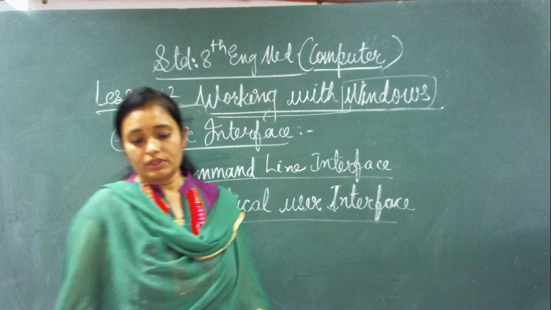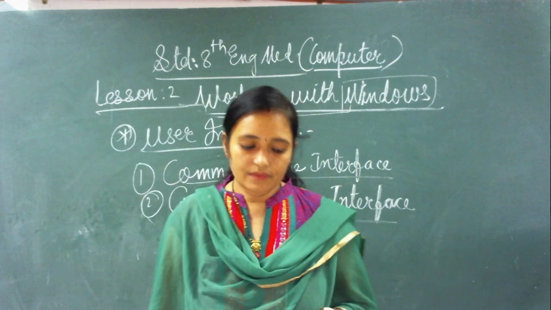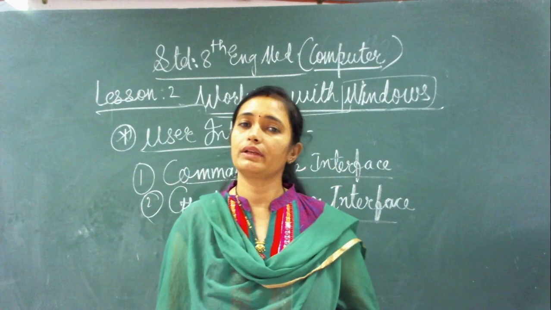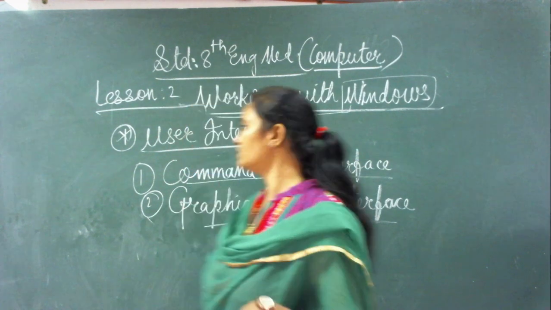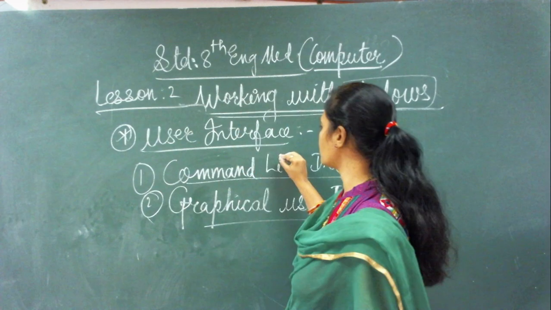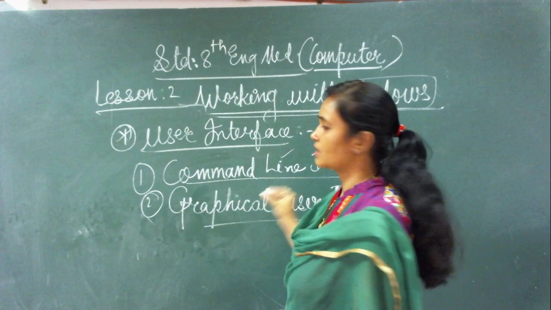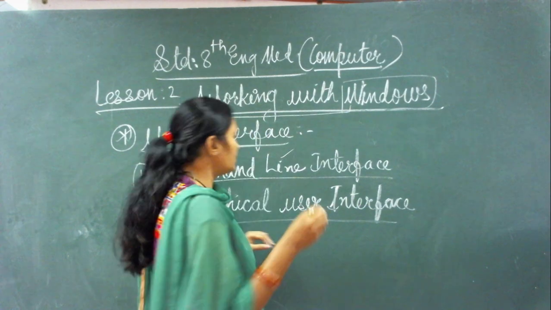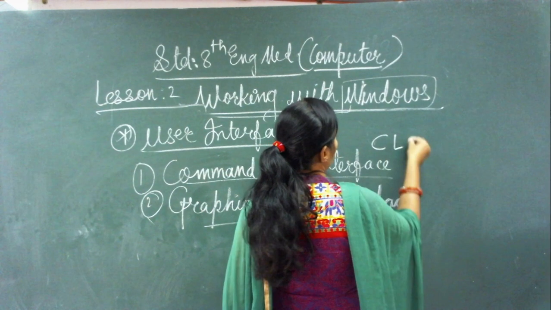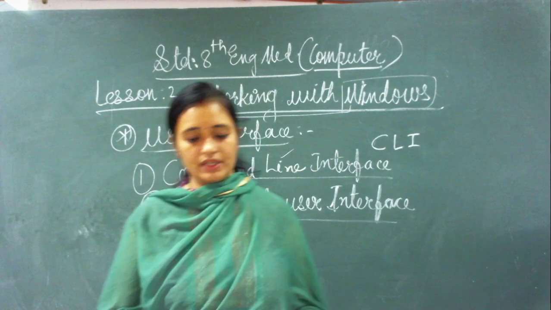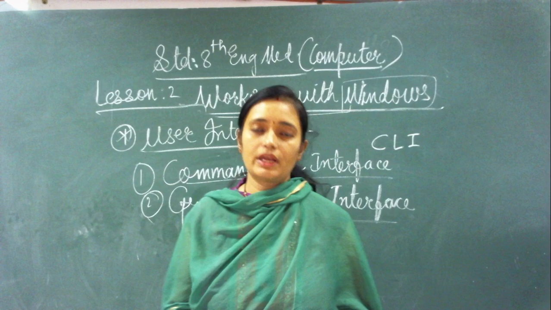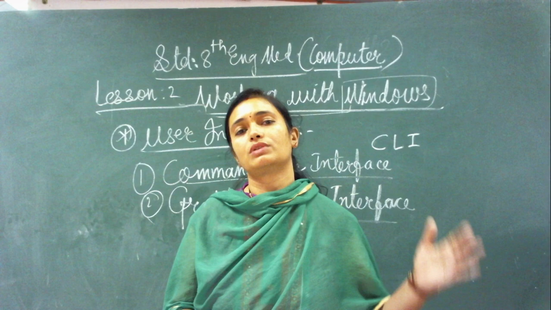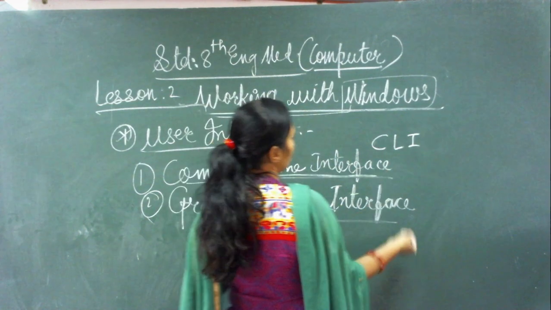So students, there are two types of user interface. First is the command line interface and second is the graphical user interface. Now one by one we will see each of these interfaces. First is the command line interface. Now what is the command line interface? In the command line interface, that is called CLI, the user has to type in text-based commands to give instructions to the computer. It means that it is totally based on commands.